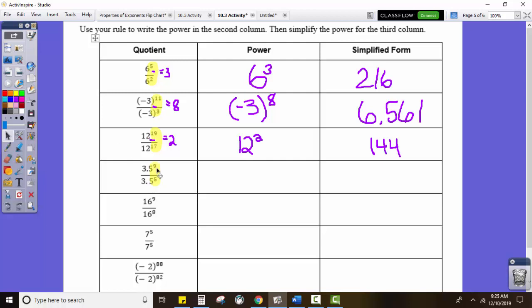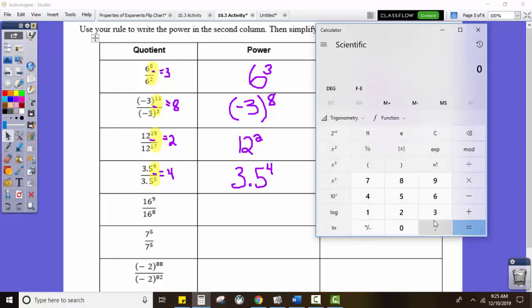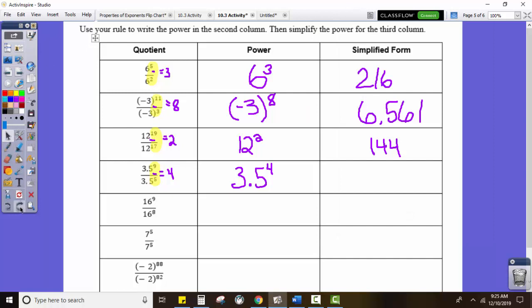Next one, 3.5 to the 9th divided by 3.5 to the 5th. Look at the exponents. Okay, the rule for dividing them says subtract the exponents. 9 take away 5 is 4. So 3.5 to the 4th power. So you will figure out what that equals. 3.5 to the 4th power equals 150.0625. Now I'll leave it as 0.06.